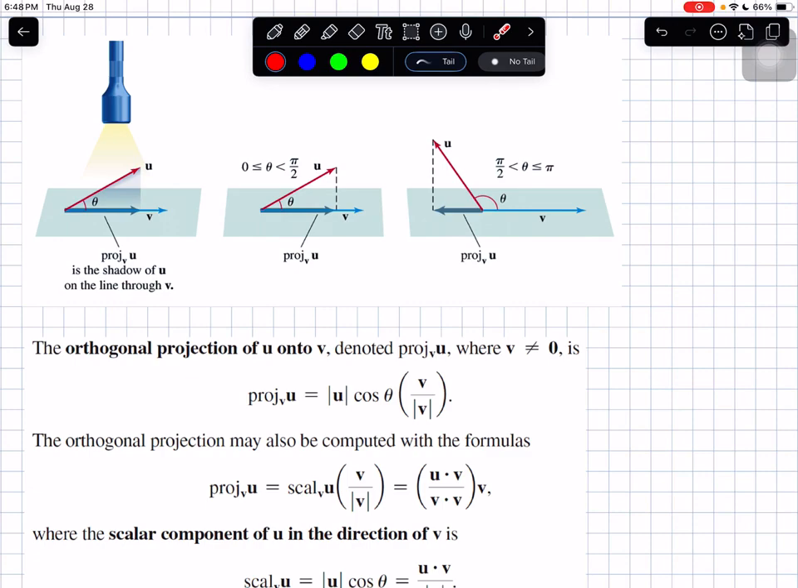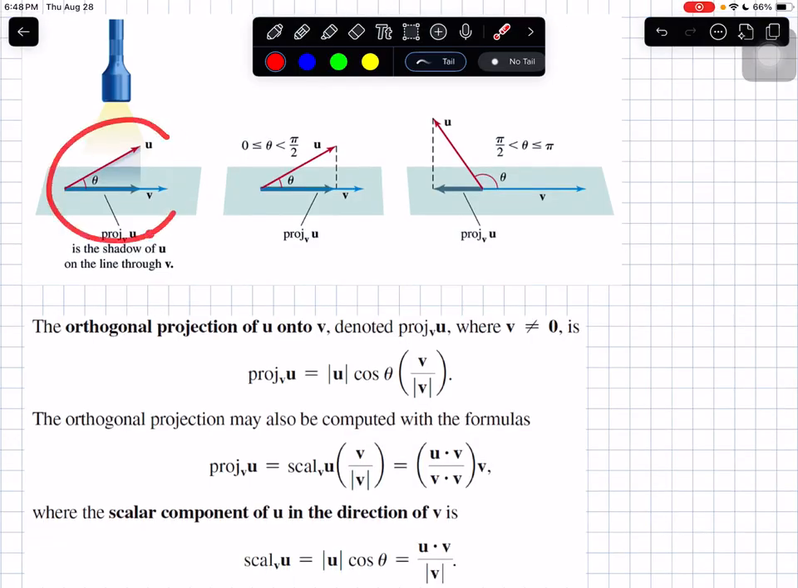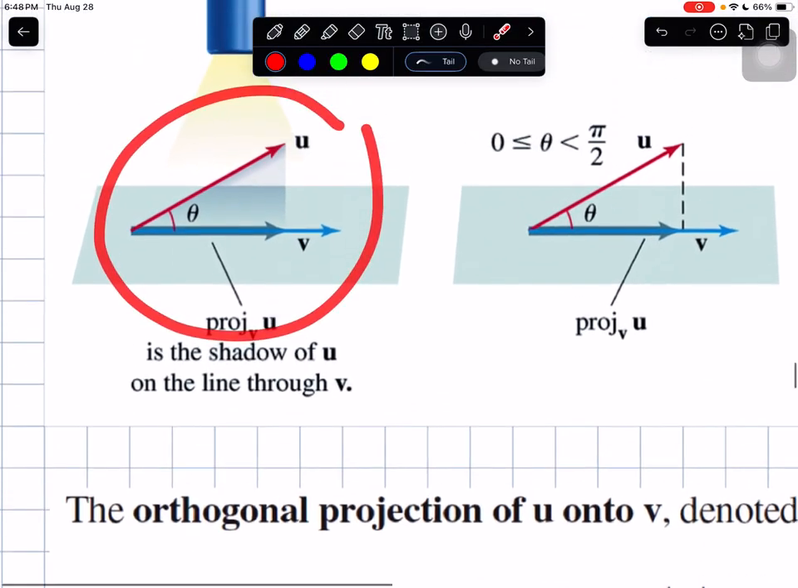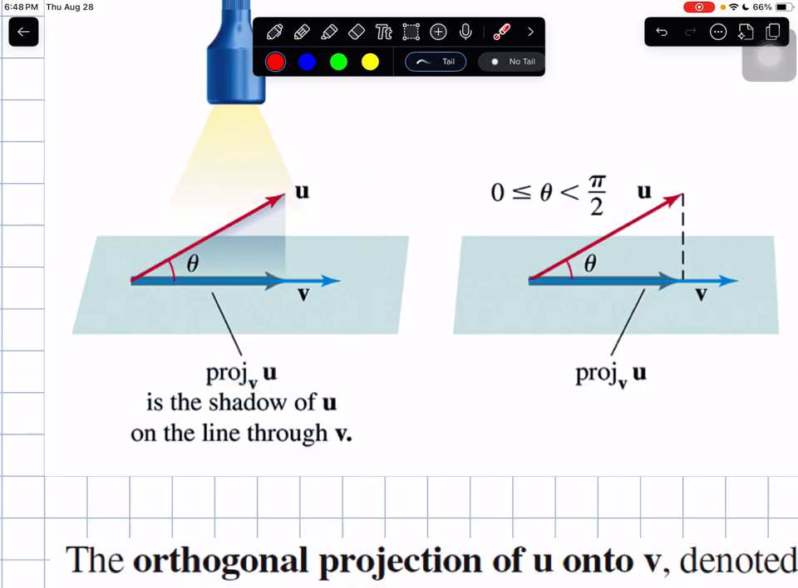In this part, we learn about the orthogonal projection of a vector onto another vector. So here we have two vectors u and v, and the projection of vector u onto vector v is denoted by proj of u onto v. We can think of it as the shadow of vector u on the line through vector v. So this vector is the projection of u onto v.